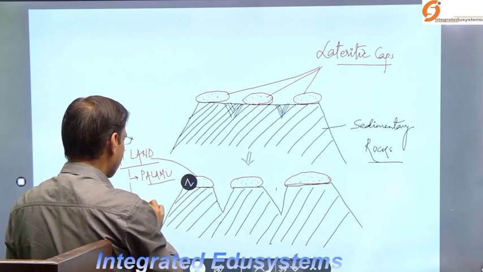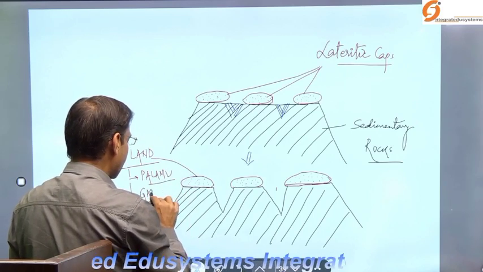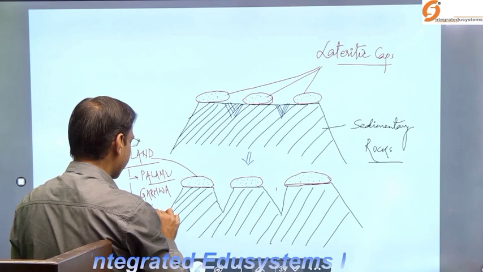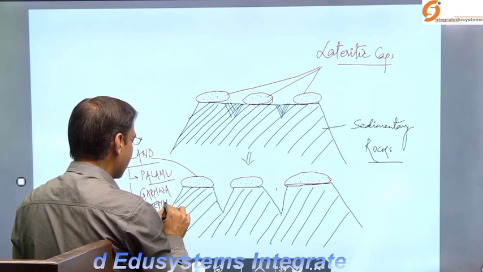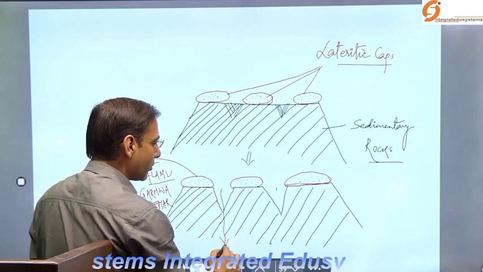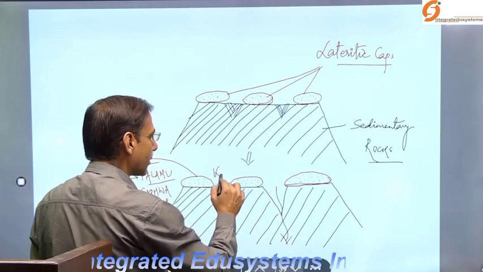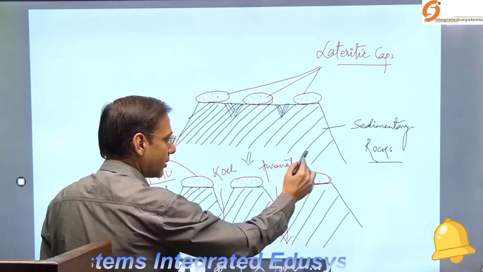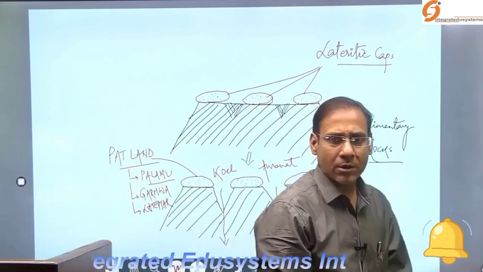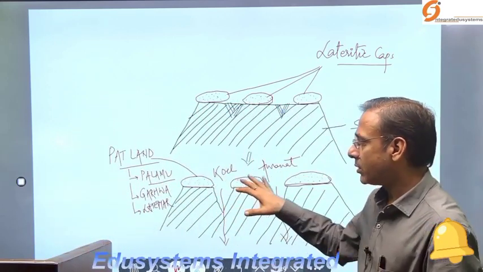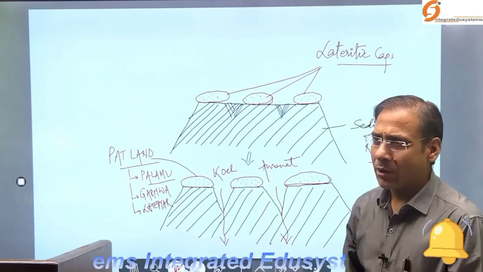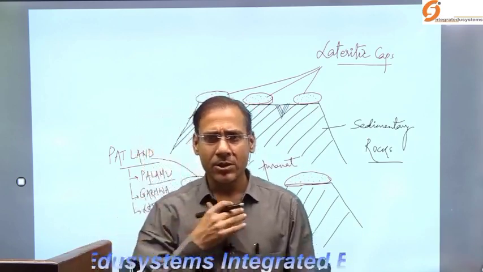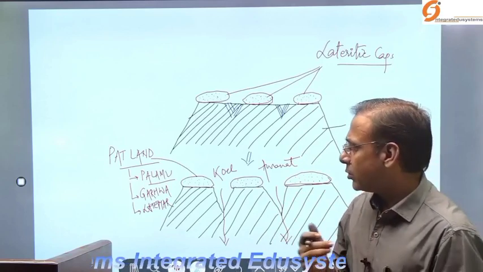So in the region of Palamu, as well as Garhwa district and Latehar district, you find this kind of landform. Here the rivers are flowing, for example Koyal and Amanat. These rivers dissect the sedimentary rocks, but the lateritic caps are there. So in this belt, with the lateritic cap, brick formation is going on. People make bricks, and you will find many brick kilns, because lateritic soil is used.